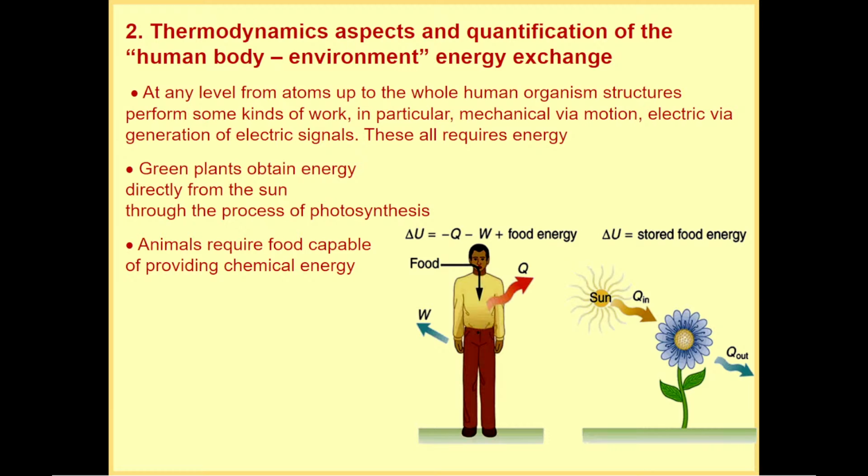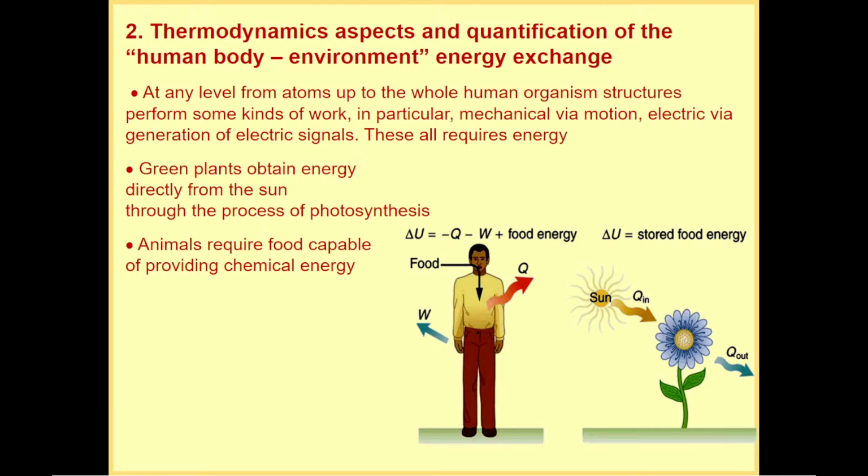At any level, from atoms up to the whole human organism, structures perform some kinds of work, in particular mechanical via motion, and electric via the generation of electric signals. In medical language, these are nerve signals, nerve impulses. This all requires energy, because what are these actually? These are exchanges of energy from one form into another form.